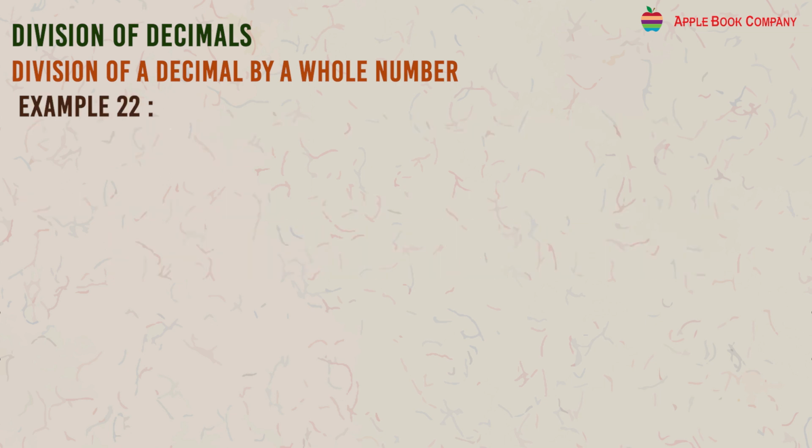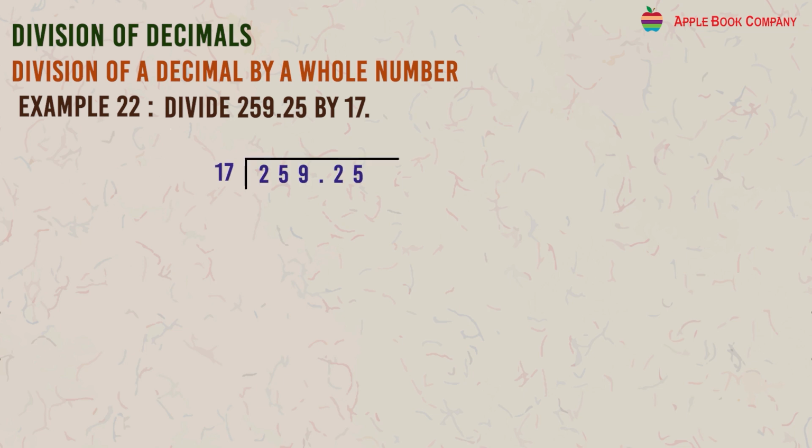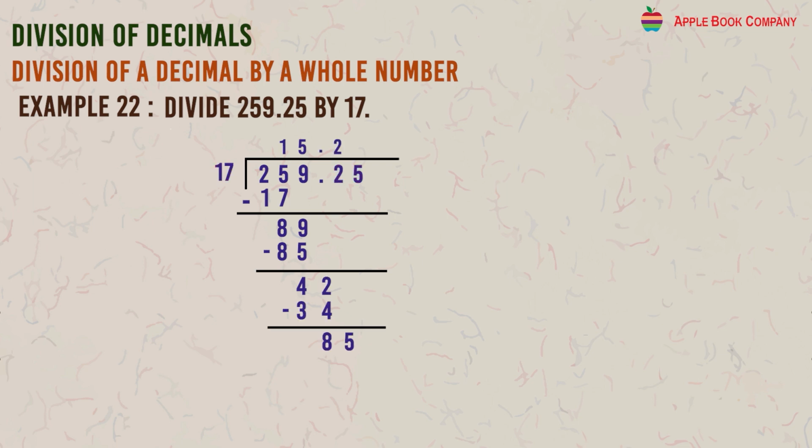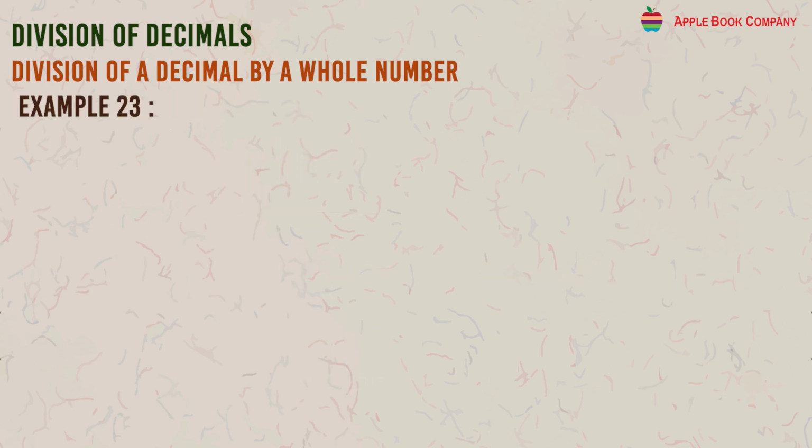Example 22. Divide 259.25 by 17. Write 259.25 divided by 17 and let us do the normal division. 17 ones are 17, 8 left out, 9 brought down. 17 5s are 85, 4 left out, 2 brought down. 17 2s are 34, 8 left, 5 brought down, and 17 5s are 85, and the remainder is 0. Therefore, 259.25 divided by 17 is equal to 15.25. The quotient is 15.25.